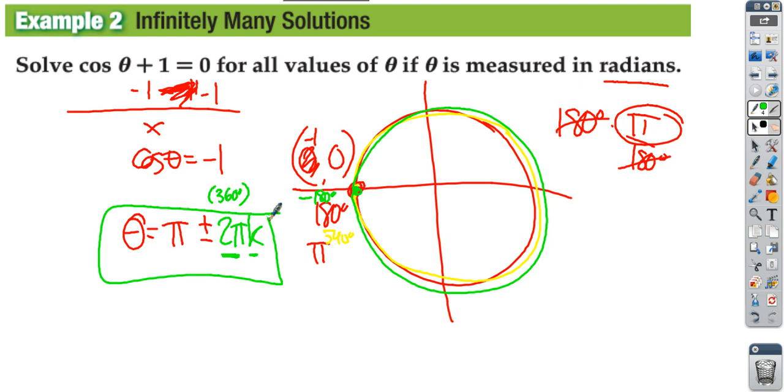Obviously, the plus or minus 2 pi k just says you get the same solution if you just kept rotating over and over again. That's all that that means.